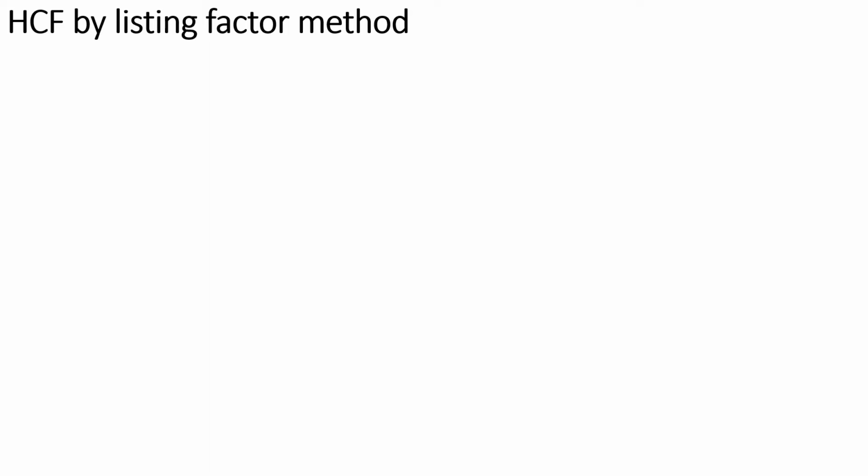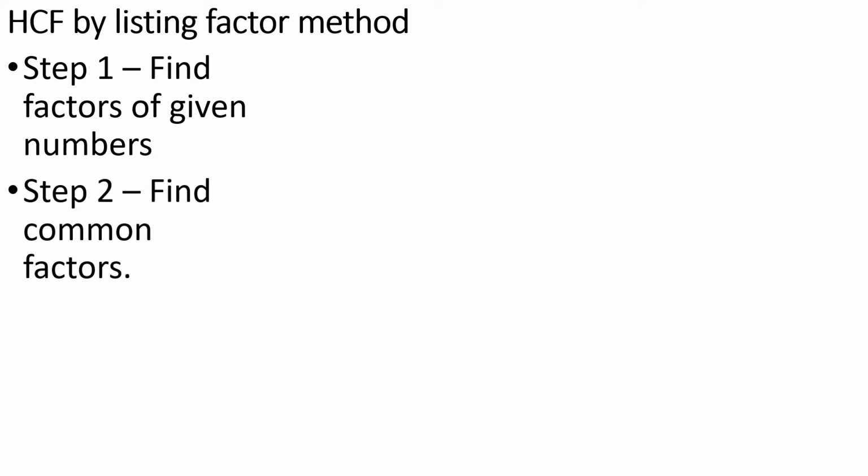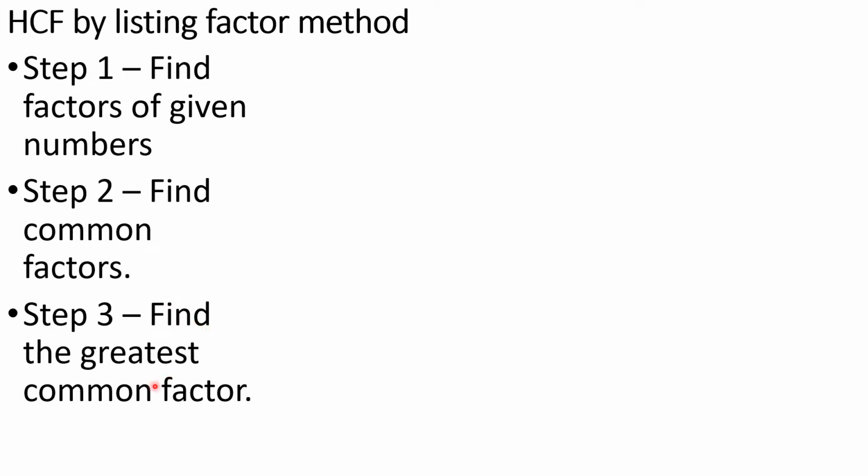First method is HCF by listing factors method. Find factors of given numbers. First step is at first find factors of given numbers as we have learned earlier. Then step 2 is find common factors. And step 3 is find the greatest common factor, and that greatest common factor is our HCF. That's why we say HCF as GCF also. Greatest common factor or highest common factor, both are the same thing. So let us learn.